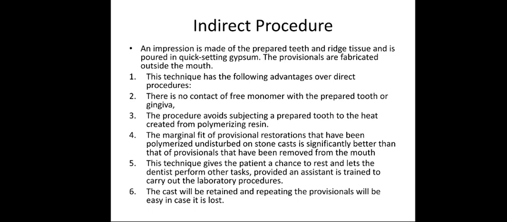To avoid these disadvantages, we can make the temporary restoration on the working cast. It means we give the patient an appointment for the next day, after 24 hours, and construct the temporary restoration on the working cast. There is no contact with monomer and no heat or irritation to the dental pulp. And marginal fitness will be better.